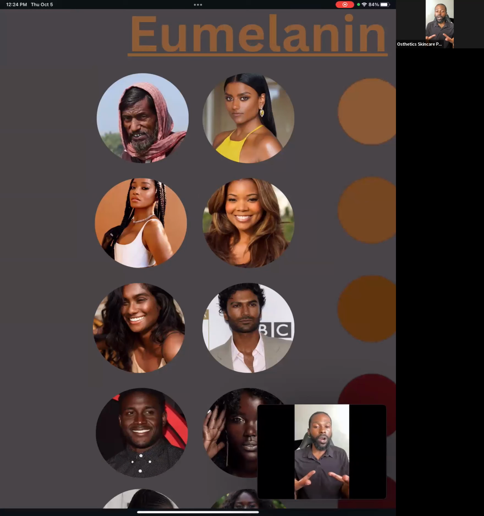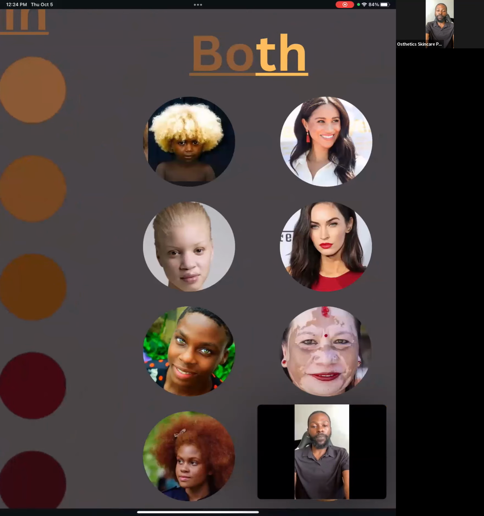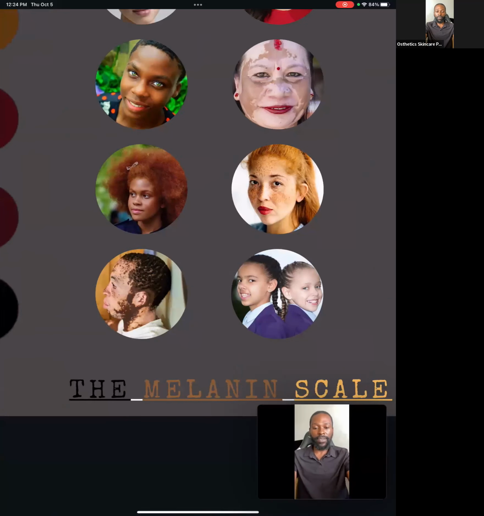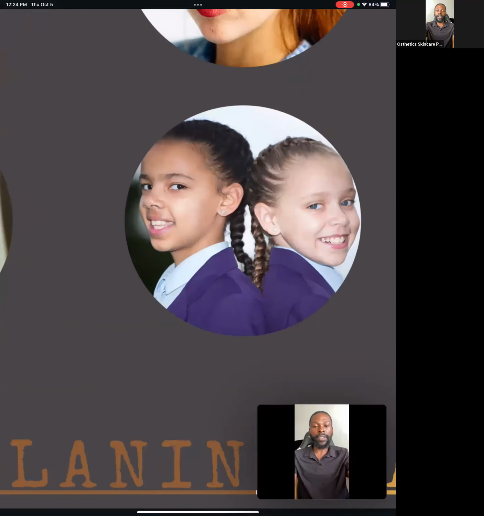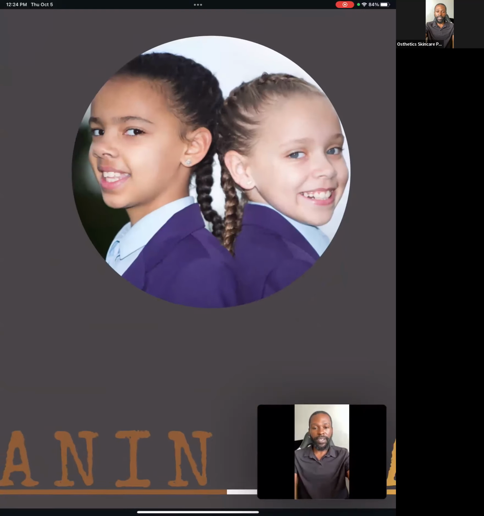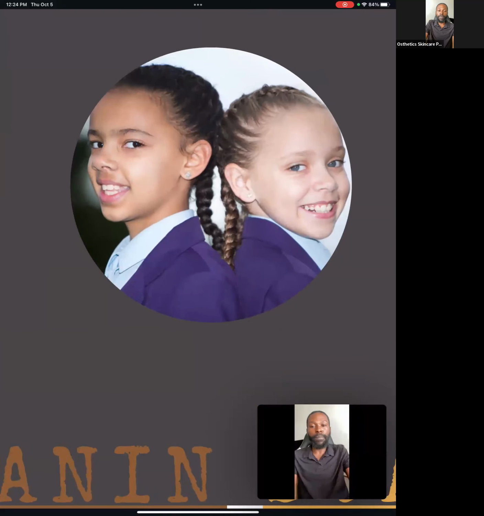And then we have our South Asians at the top. These are individuals that also have a high concentration of eumelanin predominantly in their skin, but they also have the dark hair and the brown eyes. When we talk about individuals that have both, this is why the melanin scale is so important. When we look at these two girls here, these are identical twins, but one has more eumelanin in her skin and one has more pheomelanin showing up in her skin.